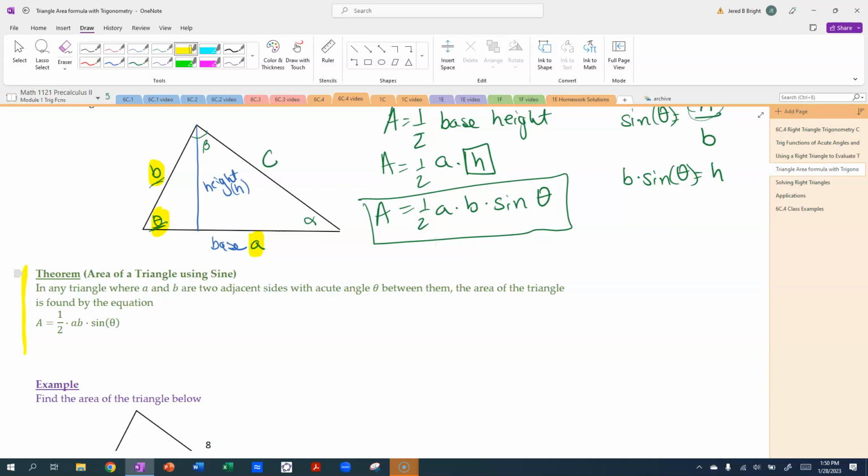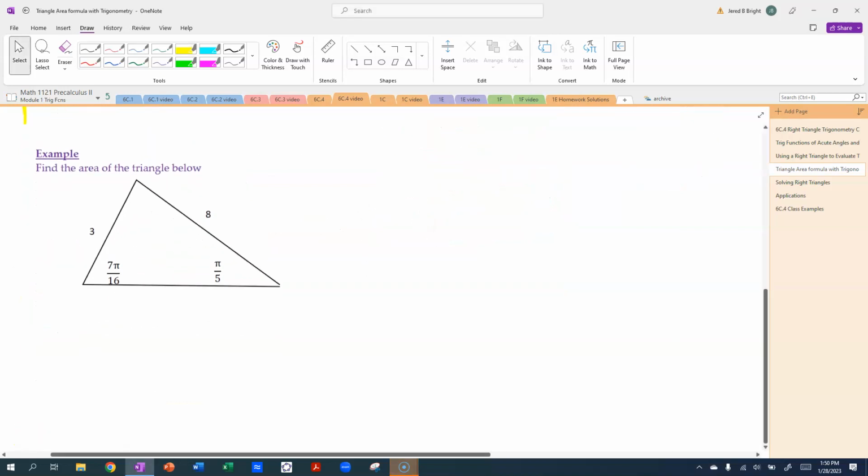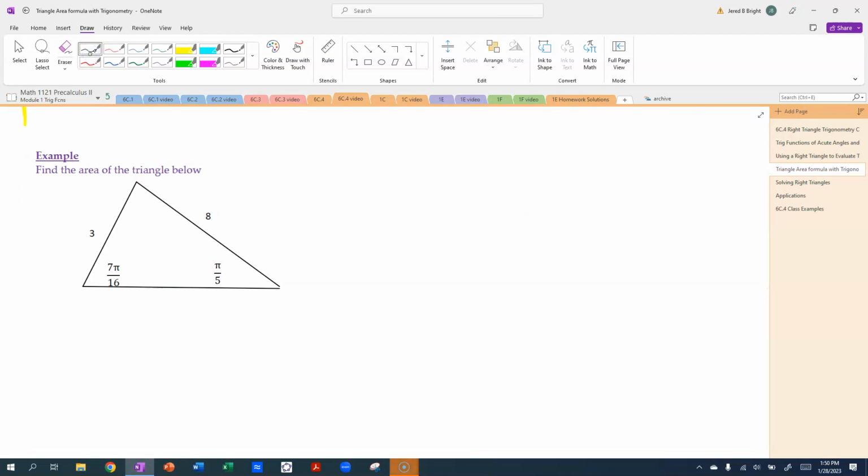Okay, so quick example to illustrate this. We want to find the area of the triangle below. We have two sides that are adjacent. So I'm starting to think A is equal to 1/2 times 3 times 8 times sine of theta. And right here would be theta. I don't know how much it is right now, but I know the other two angles in the triangle. So I can do theta is equal to, and we'll work in radians because why not, pi minus 7 pi over 16. So 180 minus the first angle minus the second angle.